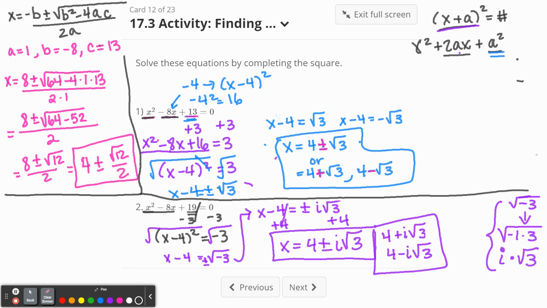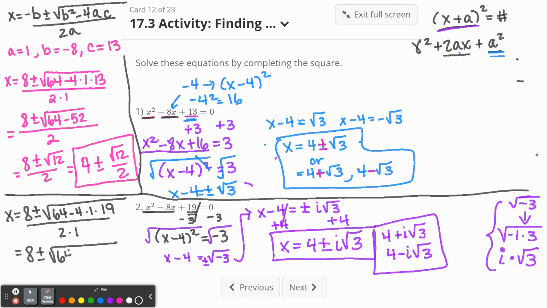Now, would those steps still apply for the quadratic formula? Well, let's see. The only difference for the quadratic formula is that c value. It turned from 13 to 19. So if I plug in a, b, and c again, x equals negative b plus or minus the square root of b squared minus 4 times a times c, over 2 times a.